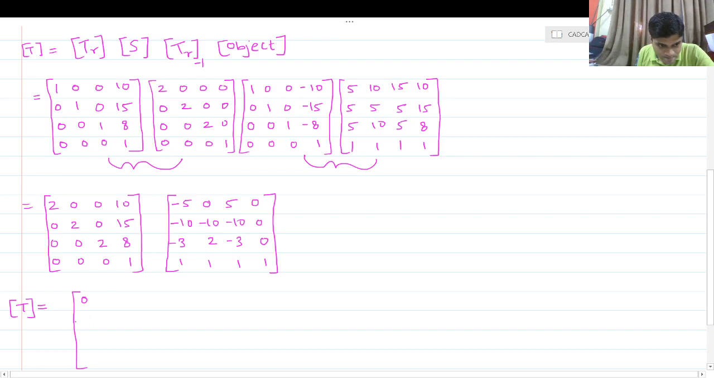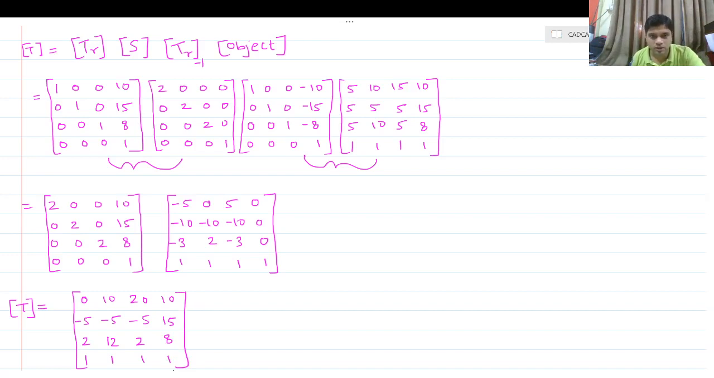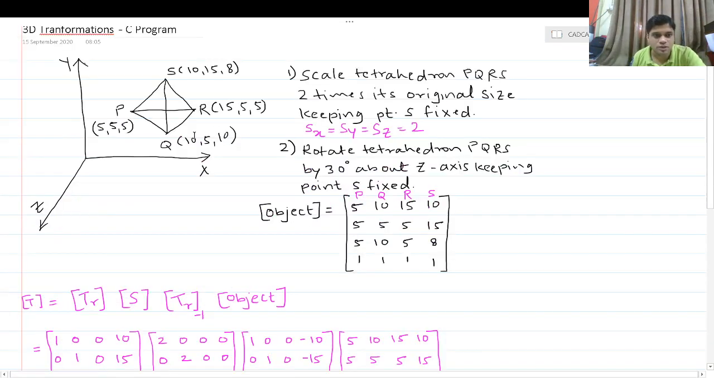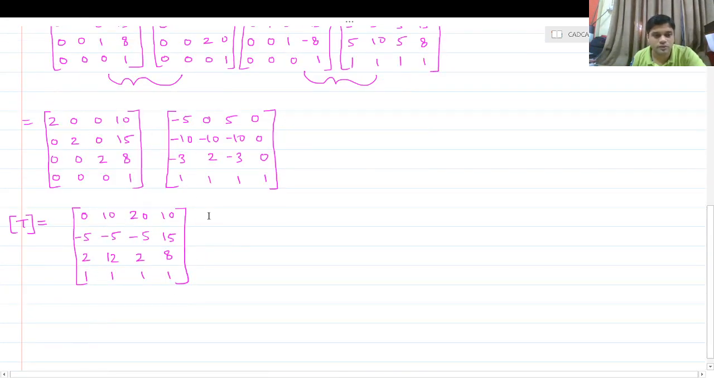So 0 -5 2 1, then 10 -5 12 1, then 20 -5 2 1, and then 10 15 8 1. So this is the transformed coordinates of this object, that is tetrahedron. So the tetrahedron's new coordinates will be 0 -5 2, 10 -5 12, 20 -5 2 and 10 15 8.